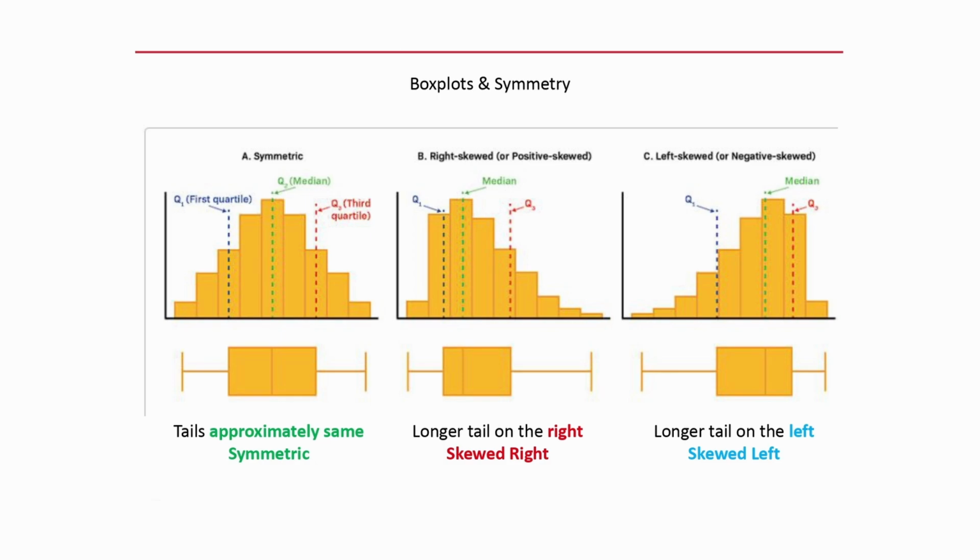So when the median is in the middle of the box plot, you have symmetry, which, if you look at the histogram, looks very symmetric. You can kind of fold it in on itself.